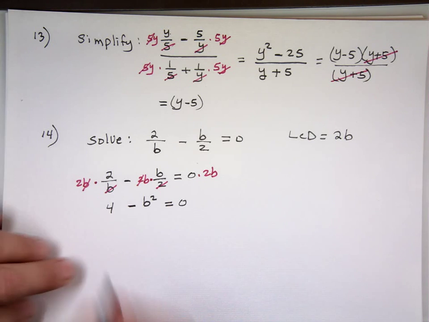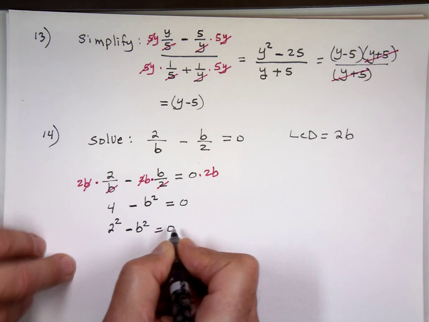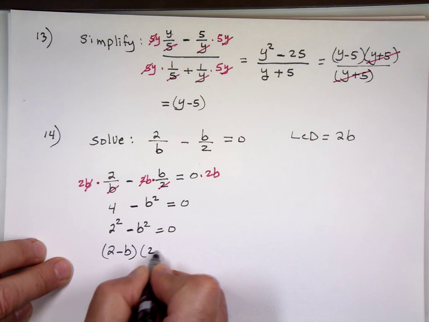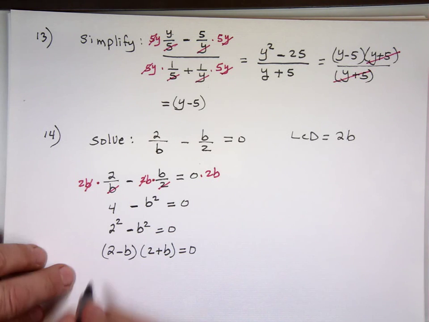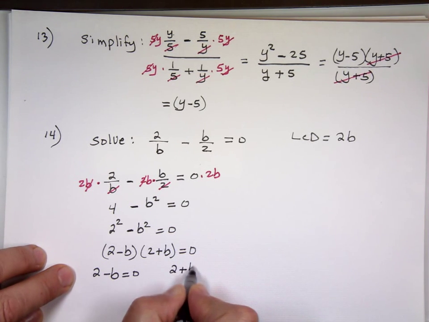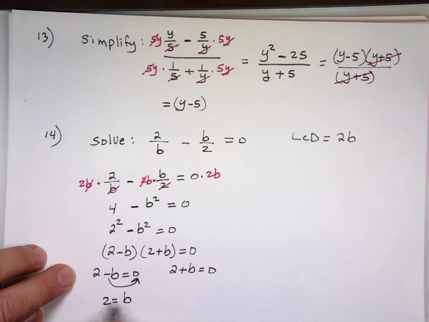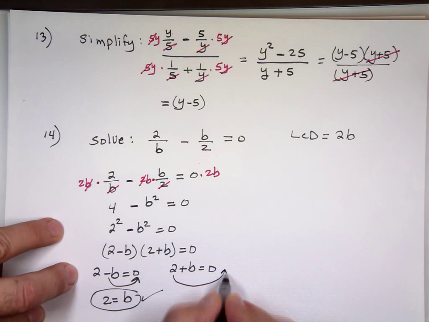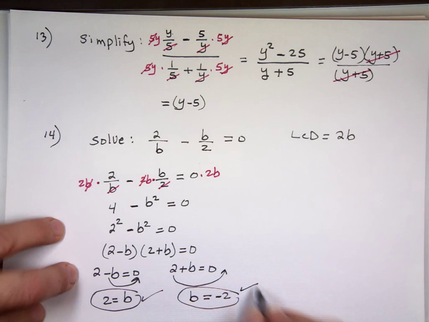I can write that 2 squared minus b squared equals 0. I can factor it: 2 minus b, 2 plus b. And set each factor equal to 0 and solve it. If I take the minus b to this side, change sign. That's one answer. If I take the 2 to this side, change sign. b equals what? Negative 2. So I have two solutions, the minus 2 and the plus 2.